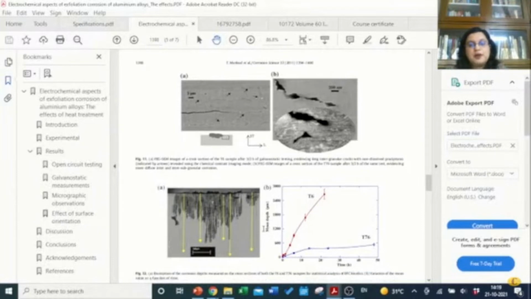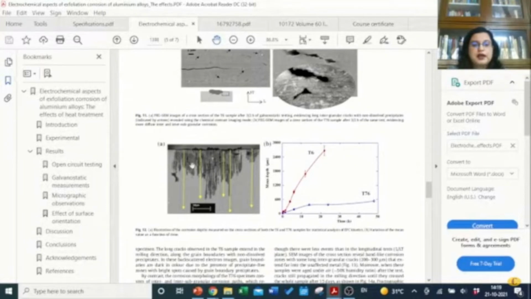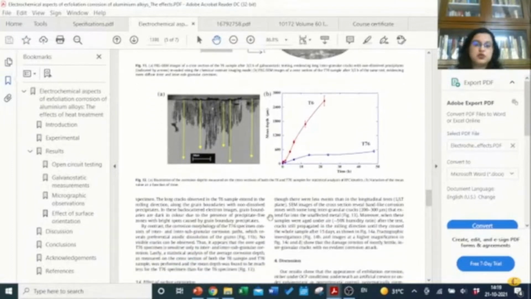Further, they will do some more micrographical measurements and say that the initiation can be due to a crack, or initiation can be due to pitting, and the cross section will show that the exfoliation will grow deeper. So, the depth of exfoliation is measured to show which one of the heat treatments may be more severe.